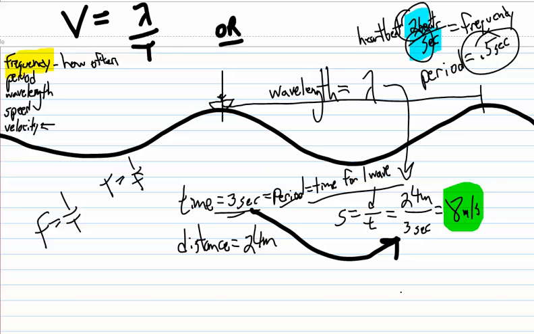So now we can actually have another title to our video here. V equals lambda over T, or V equals, what's the other version going to be? It's going to be F times lambda. So this little equation will certainly help you pass one of your mastery quizzes.